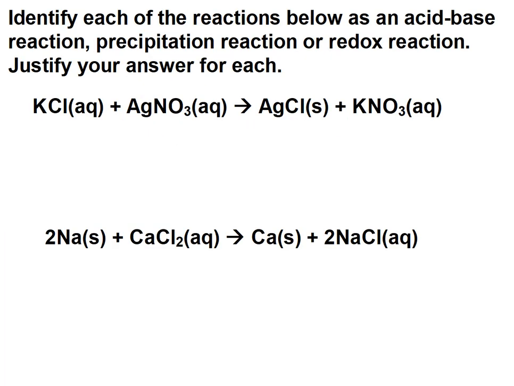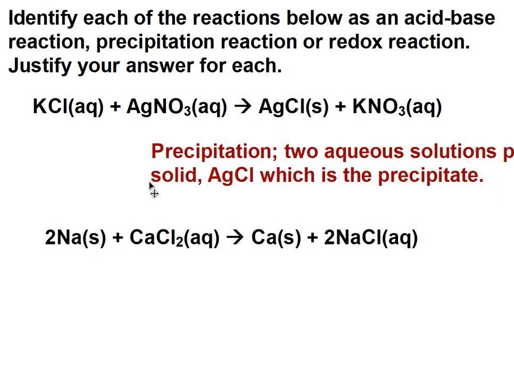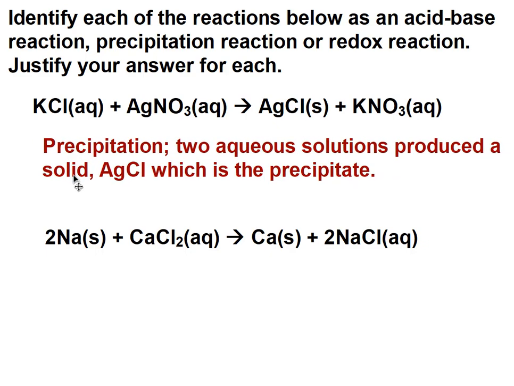And finally, go ahead and identify each of the reactions as either acid-base, precipitation, or redox, and then justify your answer. Restart when you're done. So the first reaction you should have said was precipitation, because we had two aqueous solutions producing a solid. That solid was silver chloride, which is the precipitate.